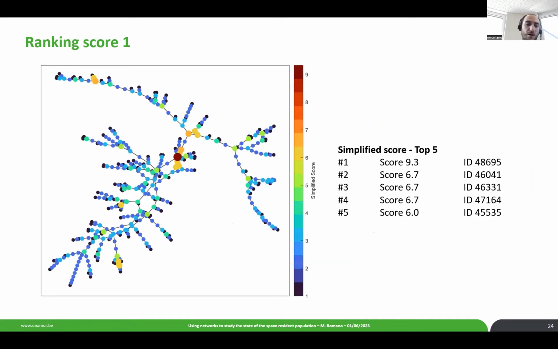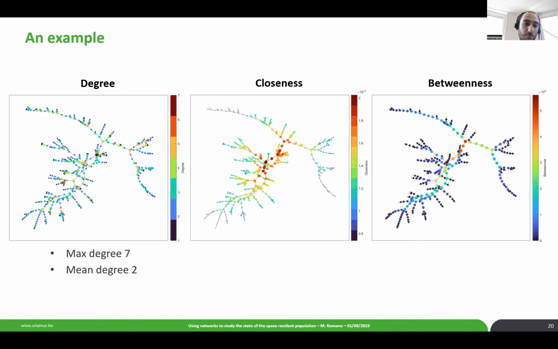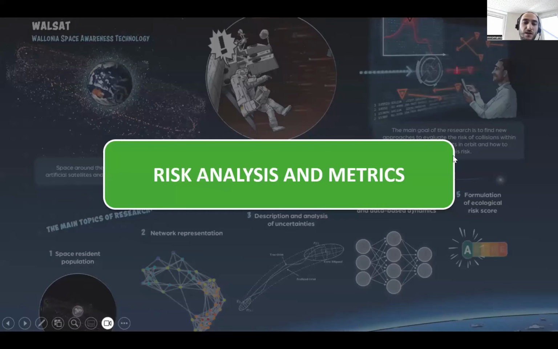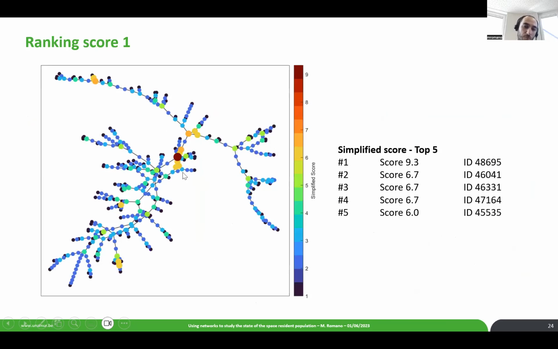And we can, for example, represent this. And we see that we can identify, for example, the top five objects with the highest score. So we had seen that this object was the one with the largest degree. This neighborhood was the one with the highest closeness, and this group here was the one with the highest betweenness. And more or less that is what we see here. We see these objects pop out from their neighbors.